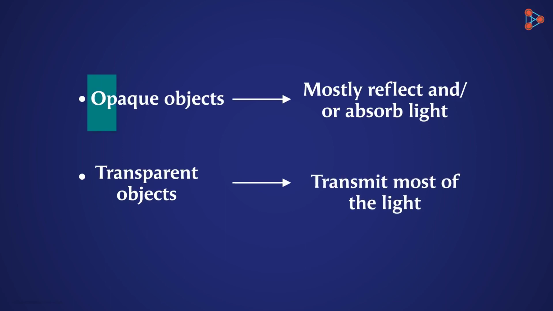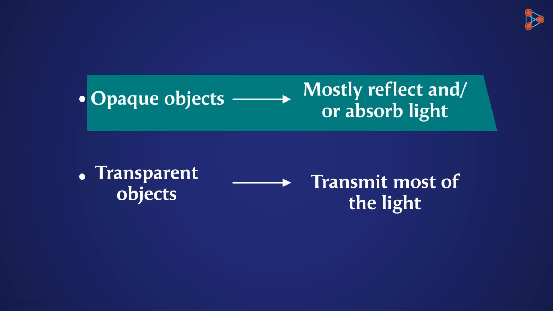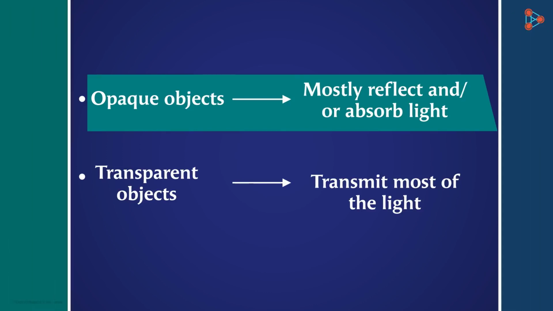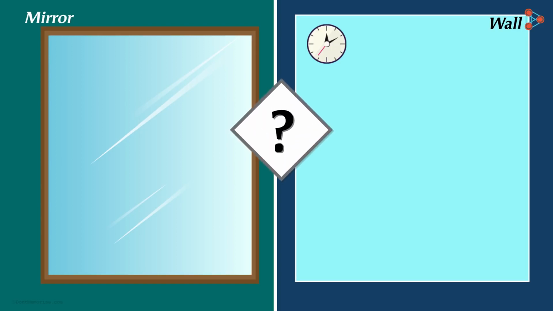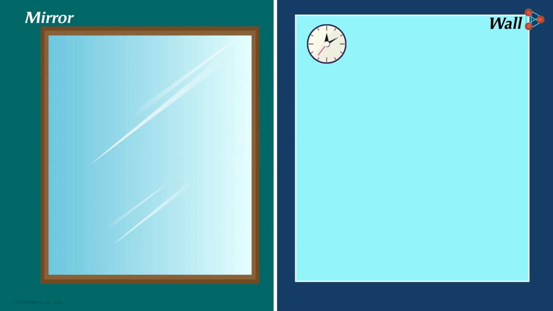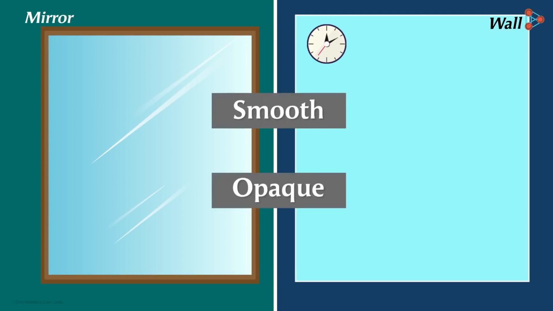We will talk about the opaque objects, and among them, we will particularly be looking at the objects which reflect most of the light. Now let's consider the two surfaces, a mirror and a wall. Can you tell me what's common between these two surfaces? Notice that both the surfaces are smooth and opaque.